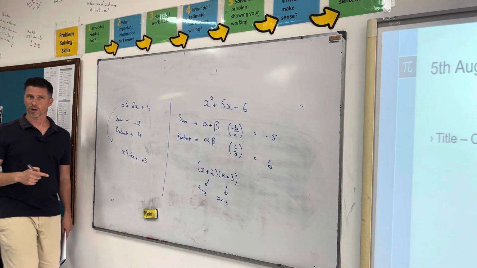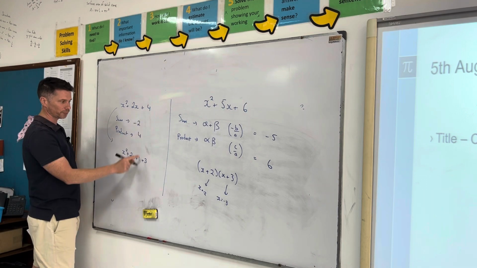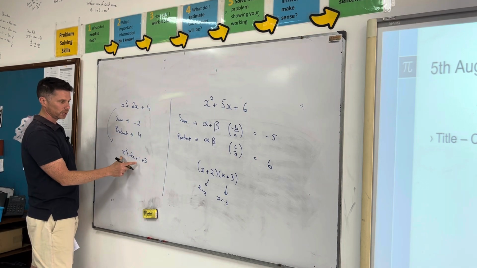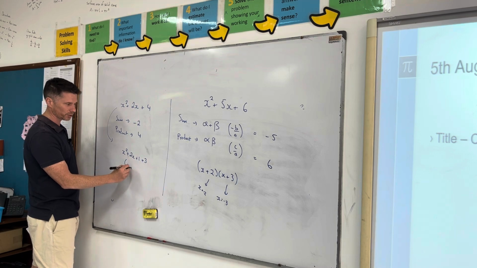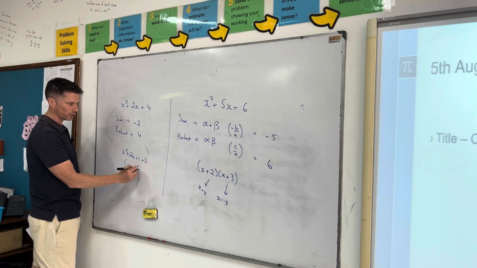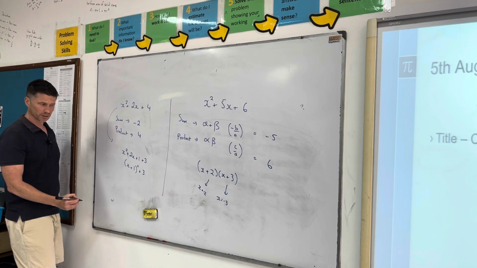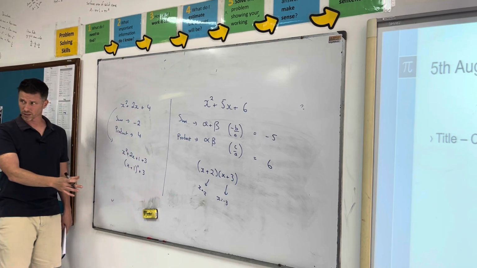We'll go over completing the square again. This is one way, so I've split up the 4 into 1 and 3, because I noticed that this is a perfect square. What's the perfect square here? X plus 1 squared plus 3. Are we happy with that? Yeah. That's this written just another way.